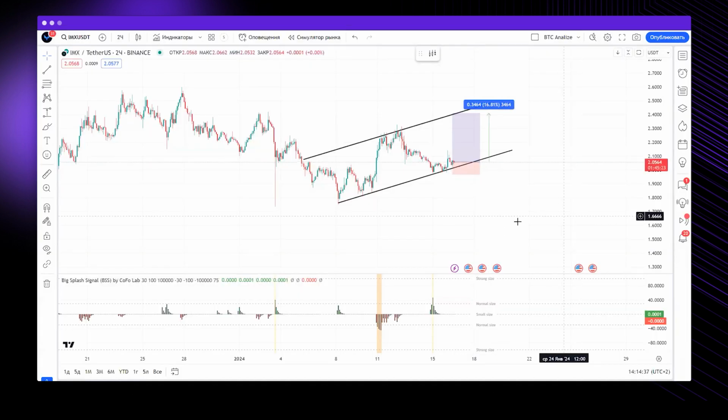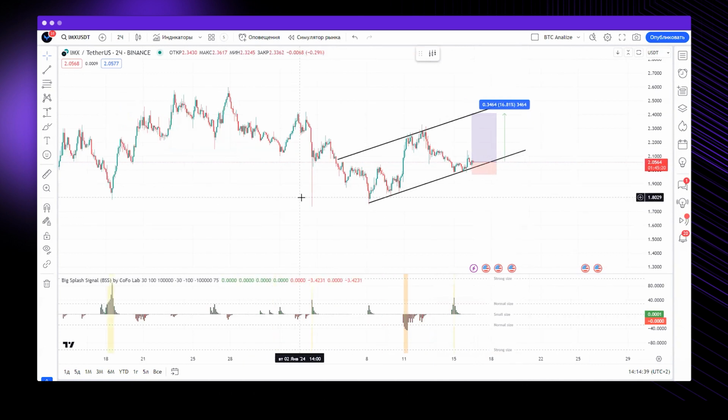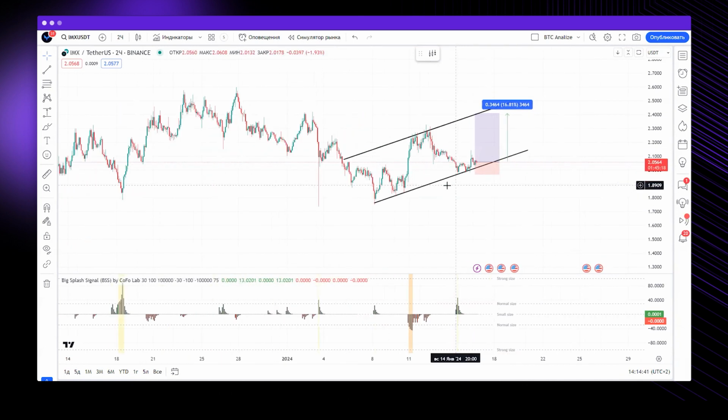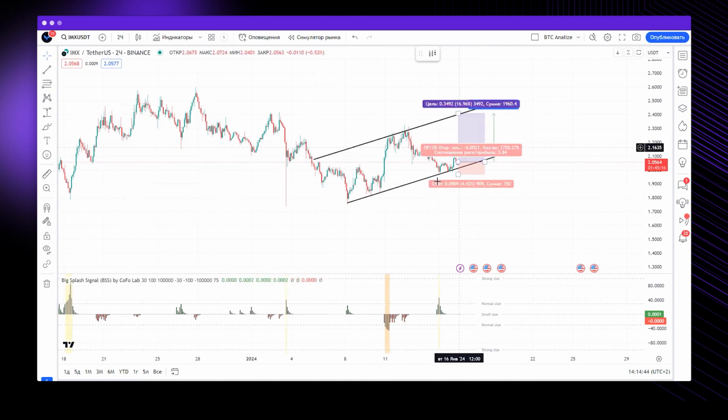And what do we see here? We observe a specific formation following the distribution of the asset, which is formed within an ascending trend channel. By analyzing the tools of CoFo Lab Big Splash Signal, we can see that there are sets of buying positions within the range of 1.9875, which are highly interesting. This information provides valuable insights.